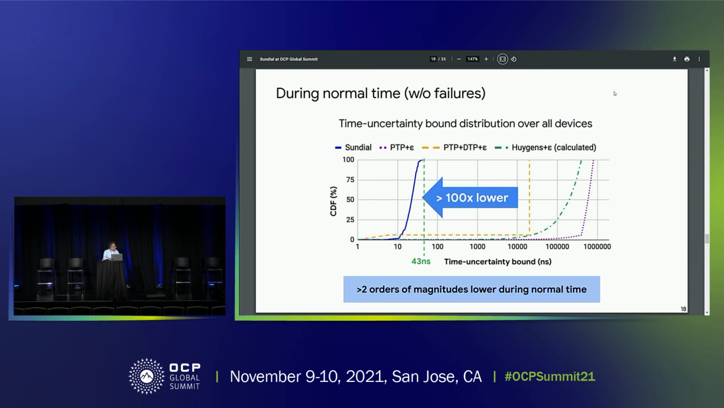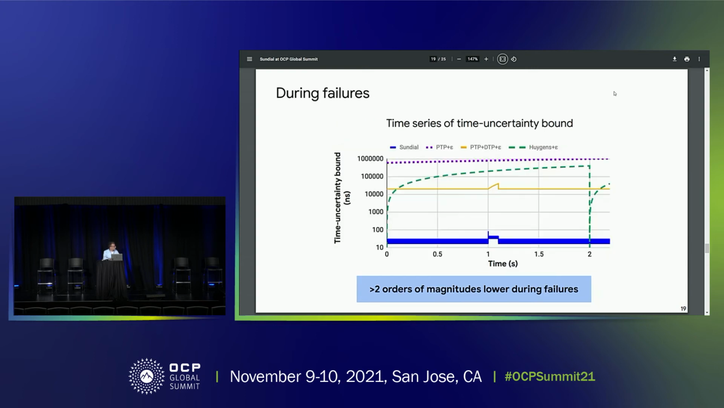Please note that this is the case where there's no actual failure. But all other schemes still have to report a high uncertainty bound. Although they can provide very good accuracy or precision, they cannot notice a remote failure that can stop the synchronization from the grandmaster, so they always have a high uncertainty. Next slide, please.